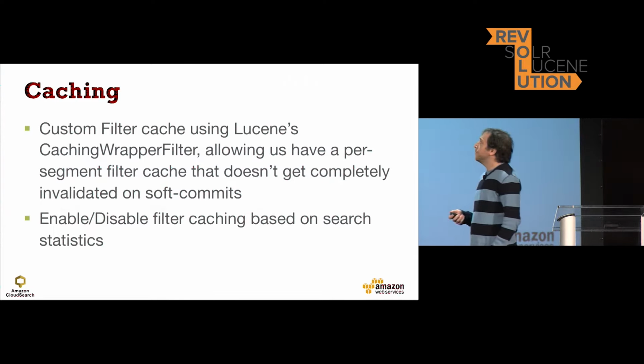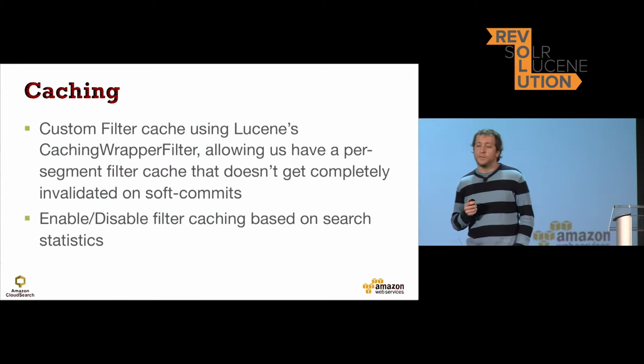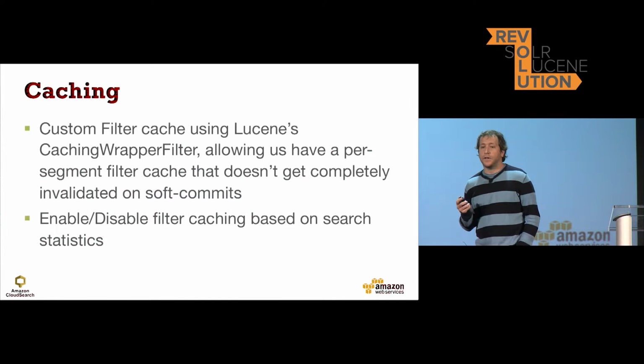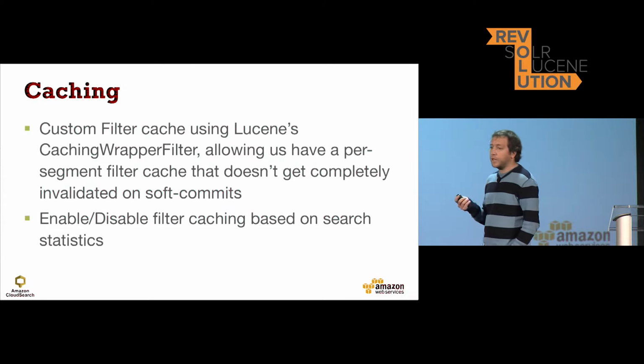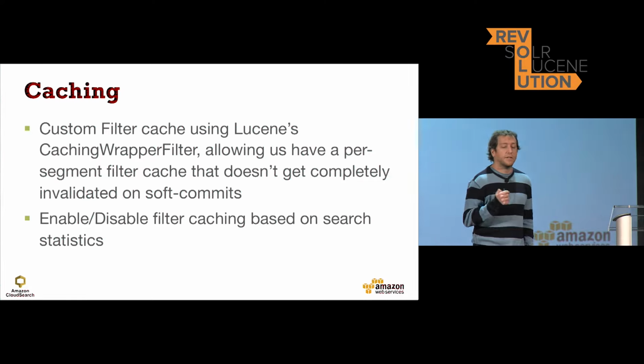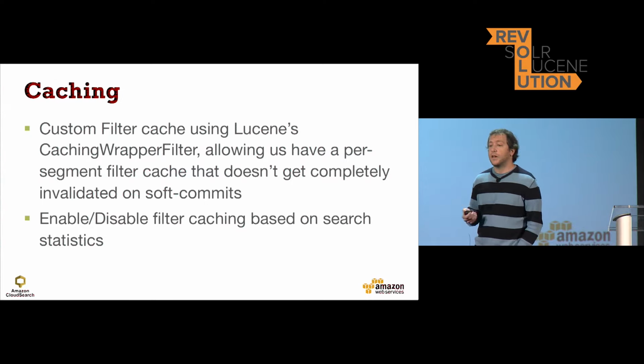We also use a custom filter cache that's using a caching wrapper filter. This allows us to have a filter cache that is per segment, instead of a Solr filter cache that gets flushed for every searcher we open. We currently reopen searchers every 1 second. And on top of that, we can enable or disable the filter cache based on stats. So we keep stats of the hit ratio, and when we see that the cache is not being effective, we just don't use it.